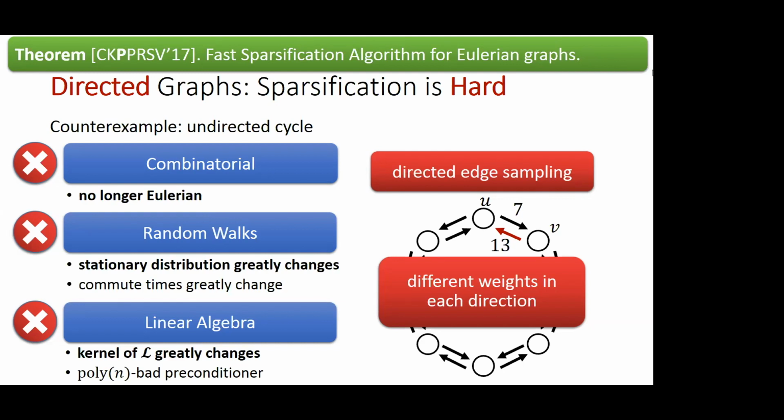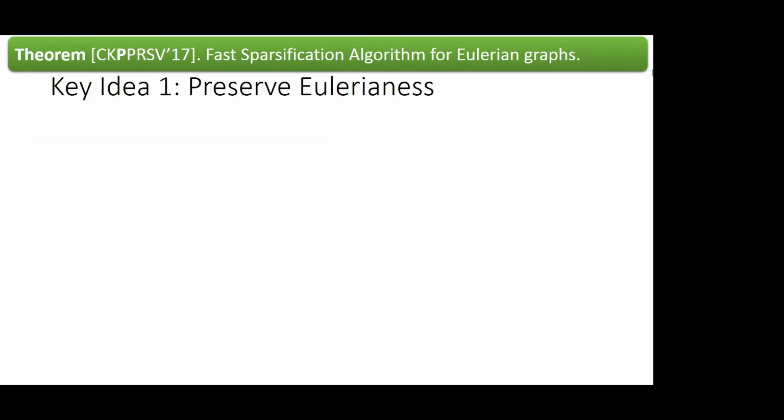Oh, and just a quick note. Each of the things I just bolded, that it's no longer Eulerian, that the stationary distribution greatly changes, and that the kernel of L changes a lot, are all actually equivalent phenomena. Just because the kernel of L actually is the stationary distribution, if the adjacency matrix is the walk matrix. So these things are equivalent.